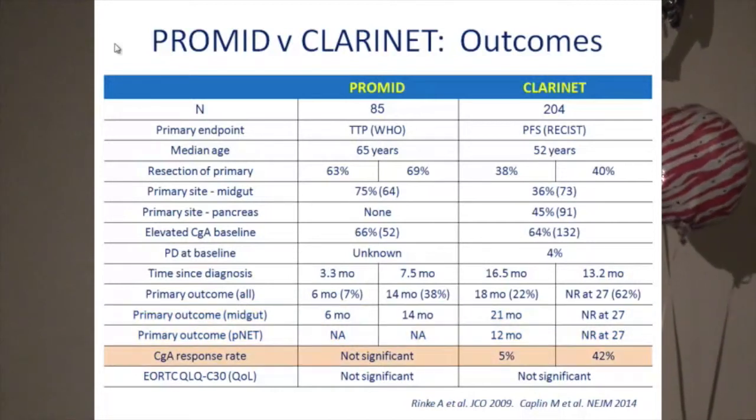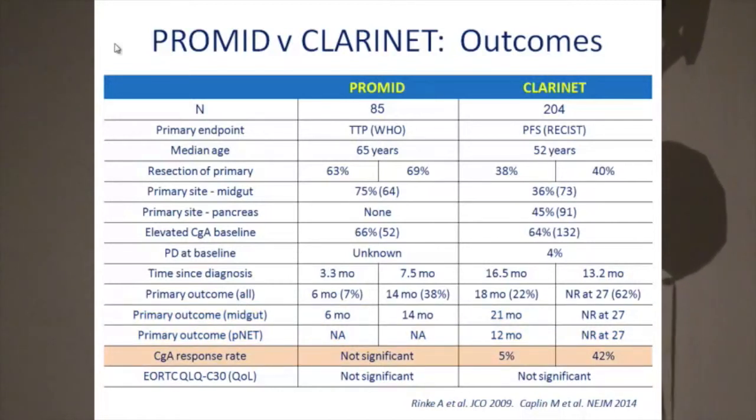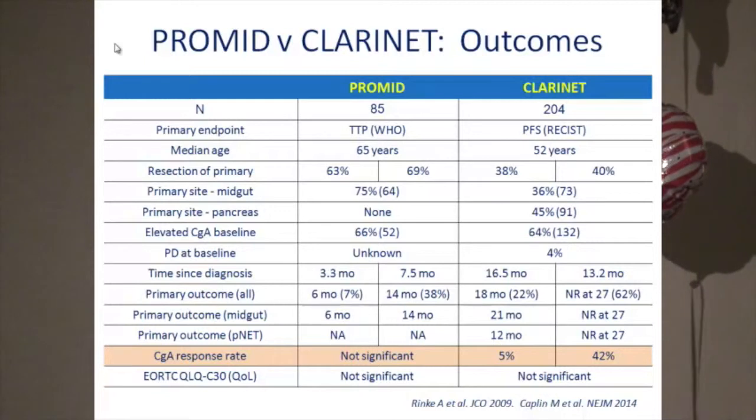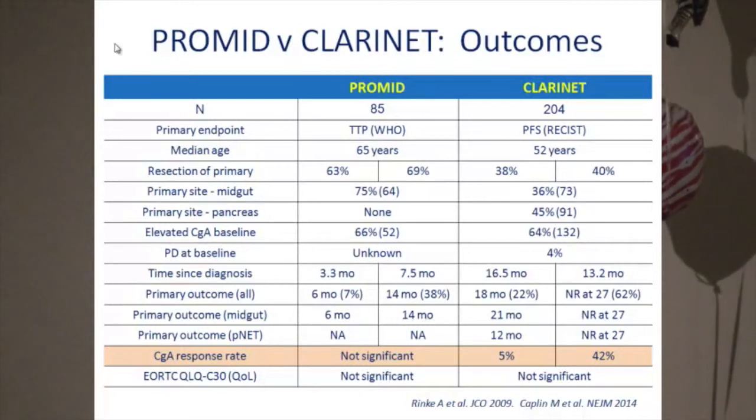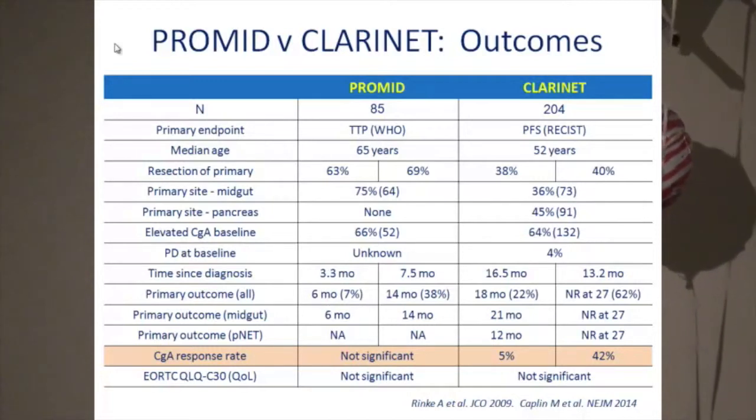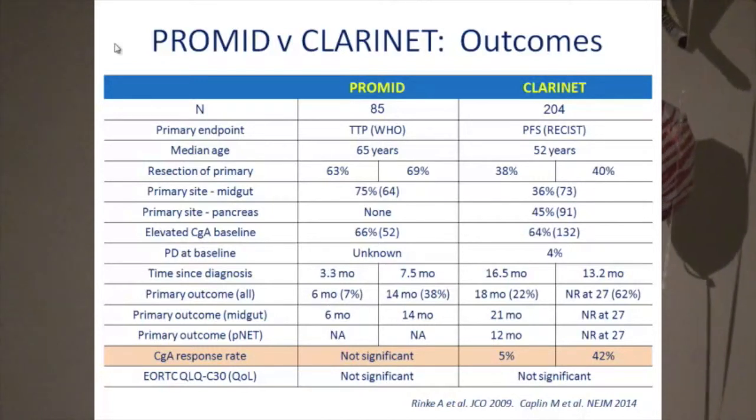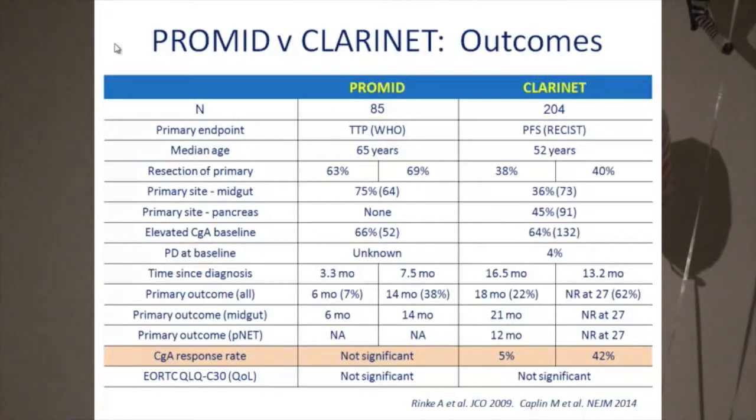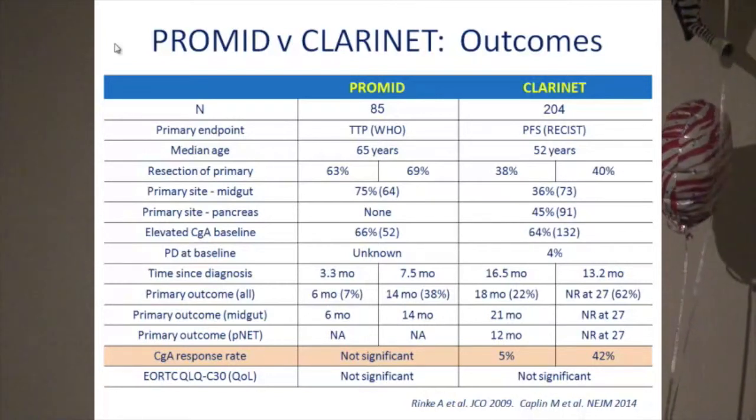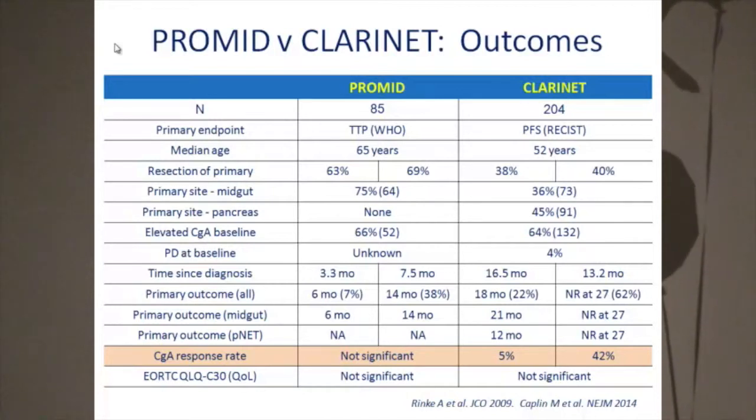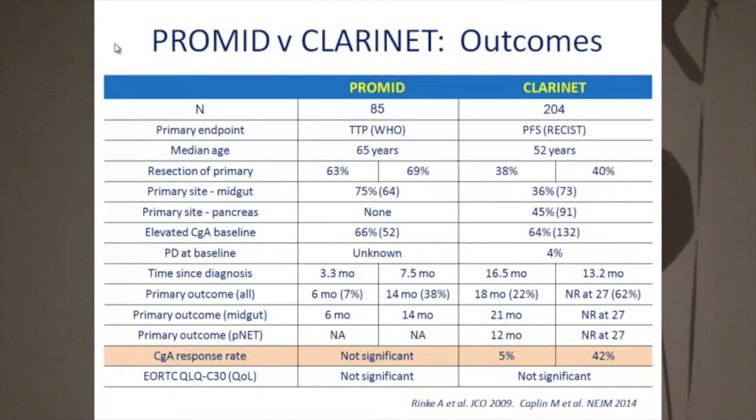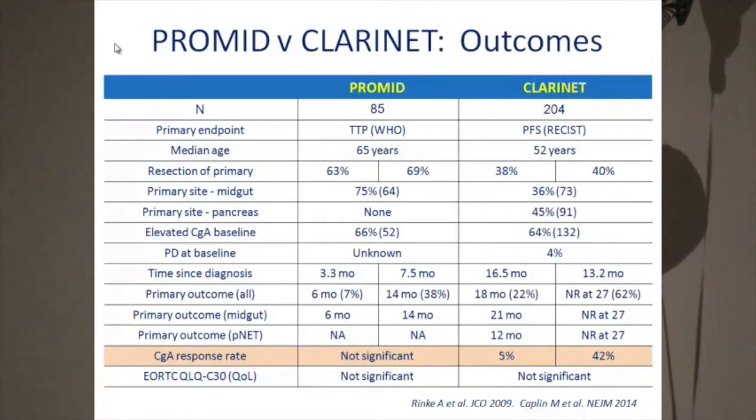The other thing that is very interesting to me, and I actually keep looking at this over and over again to see if I missed something: chromogranin A response rate was not significant in the PROMID study with Octreotide, but chromogranin A was different between those that got placebo versus those that got Lanreotide. Now, whether that is because you have a more robust group of patients to analyze for chromogranin A response, I can't answer that because there's not enough, it's subgroup upon subgroup.